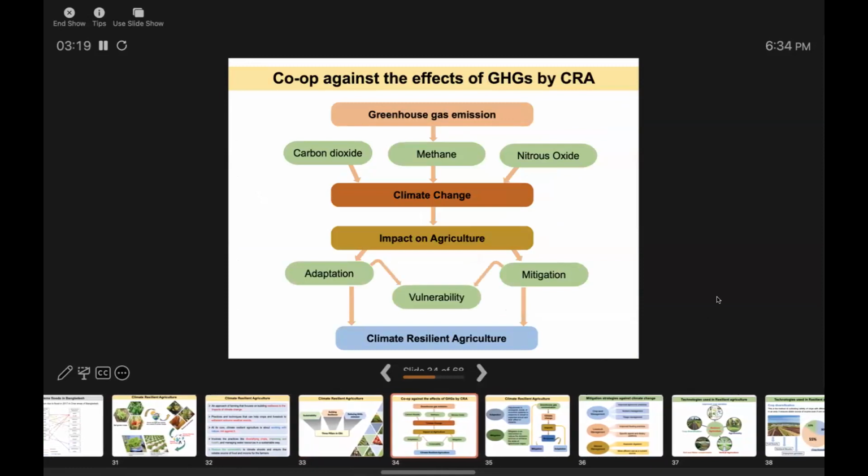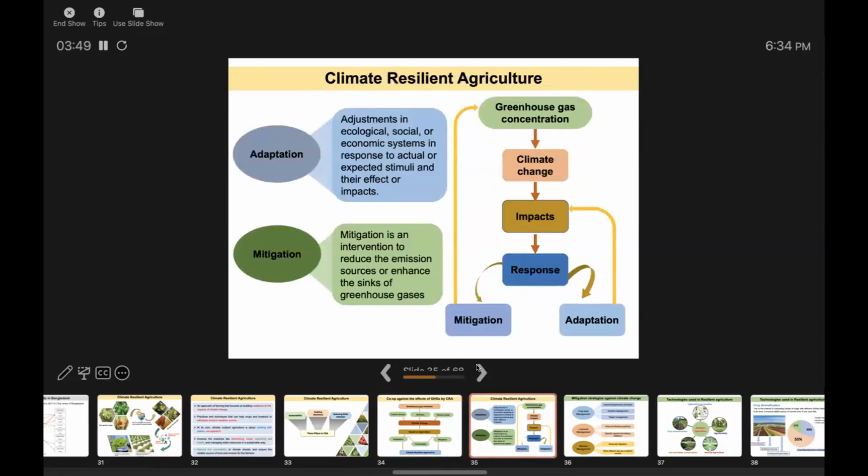For greenhouse gas emission, we can see that carbon dioxide, methane, and nitrous oxide cause climate change, which actually impacts agriculture. And how can we make climate resilient agriculture? We have to have two things: adaptation and mitigation. All these things also address the vulnerability to climate change. If we consider these approaches, we can make climate resilient agriculture.